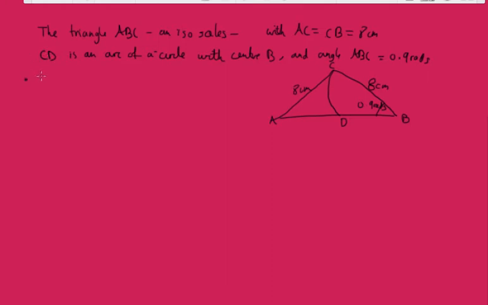So firstly, we want to find the length of the arc CD. So this is quite simple, because we know the angle and we know this is the radius of this circle. So the arc length is going to be equal to r theta. So that's 8 times 0.9, which is 7.2 centimetres.